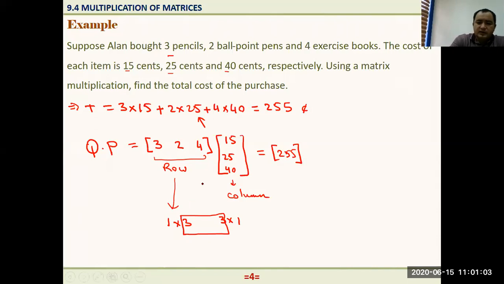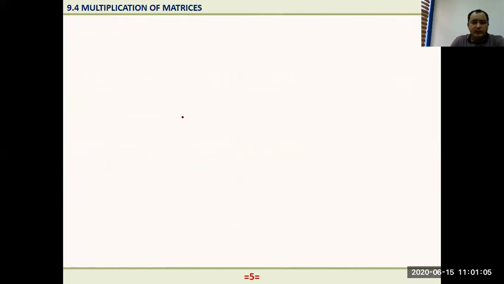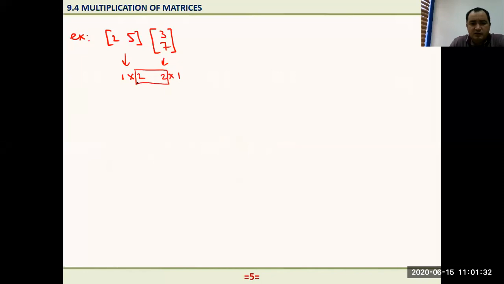Okay. Some other examples. Another example. Let's say I need to multiply this 3, 2, 5 by, let's say, 3, 7. First, is it possible to multiply these two matrices? Check this out. Here we have 1 by 2, and this one is 2 by 1. And these two numbers are the same, so that is possible, right? And the resulting matrix order will be 1 by 1.